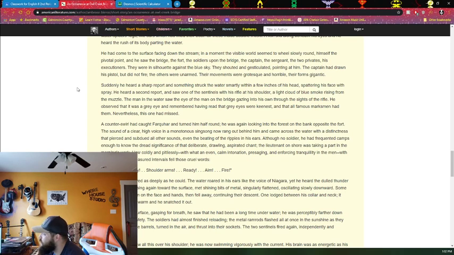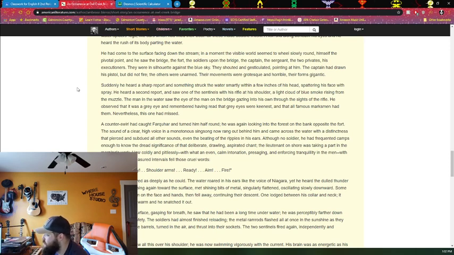How coldly and pitilessly, with what an even, calm intonation, presaging and enforcing tranquility in the men, with what accurately measured intervals fell those cruel words: "Attention, company! Shoulder arms! Attention, company! Shoulder fire! Attention, company!" Farquhar dived as deeply as he could. The water roared in his ears like the voice of Niagara, yet he heard the dulled thunder of the volley, and rising again toward the surface, met shining bits of metal, singularly flattened, oscillating slowly downward.